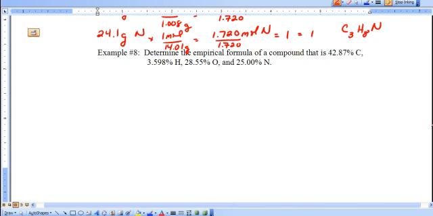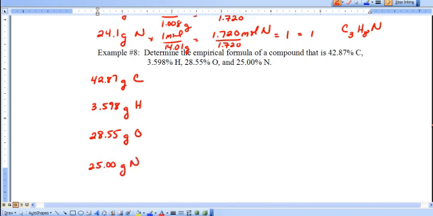We assume that we have a 100-gram sample, so therefore we have 42.87 grams of carbon. We have 3.598 grams of hydrogen, 28.55 grams of oxygen, and 25 grams of nitrogen. You've got to get it into moles. Why? Because it's a mole ratio. That's what an empirical formula is. So we're going to divide through by the molar masses again.